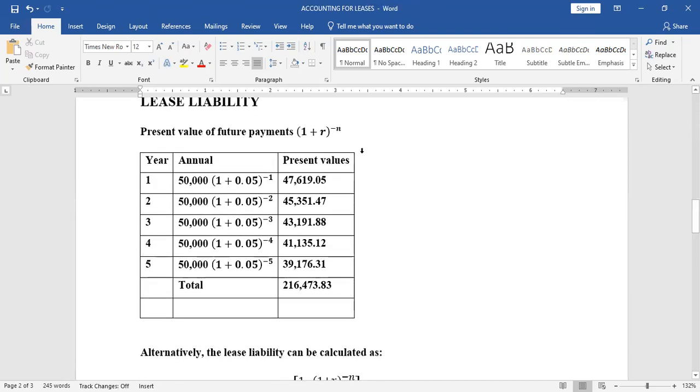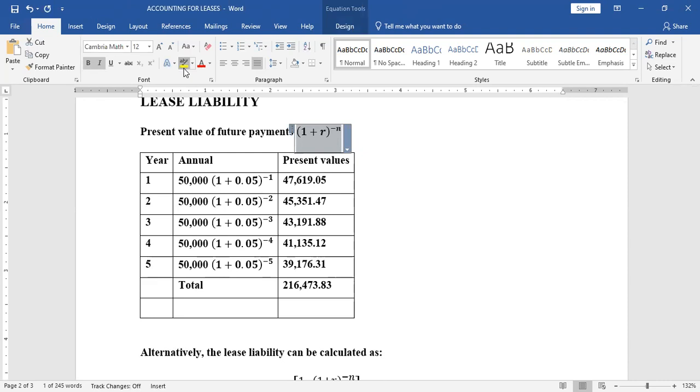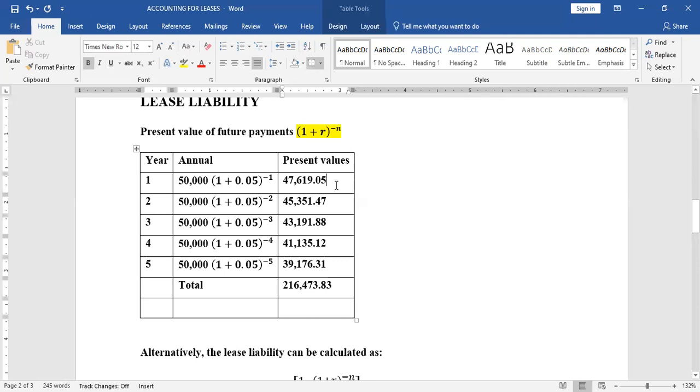However, I have indicated the formula which helps us to calculate the present value. It is basically (1 plus R), close brackets, raised to the power negative n. This we call the discount factor. When multiplied with the future value, it gives us the present value.